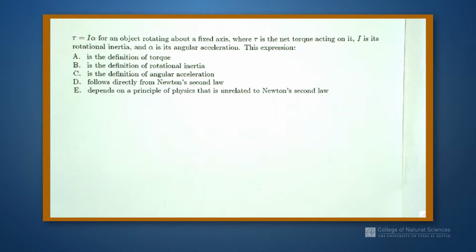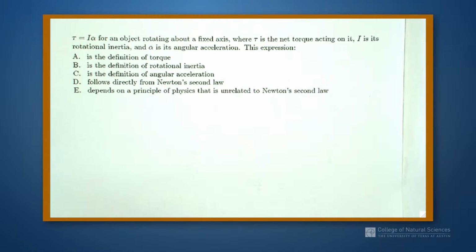So this problem says that we have tau equals I alpha for an object rotating about a fixed axis, where tau is the net torque acting on it, I is the rotational inertia, and alpha is the angular acceleration. This expression does what? Does it define the torque? Does it define the rotational inertia? Does it define angular acceleration? Follow directly from Newton's second law, or depend on a principle of physics that is unrelated to Newton's second law?